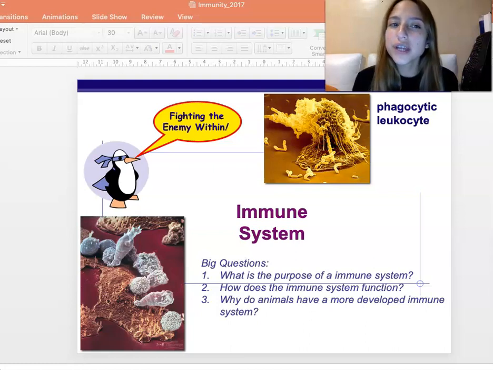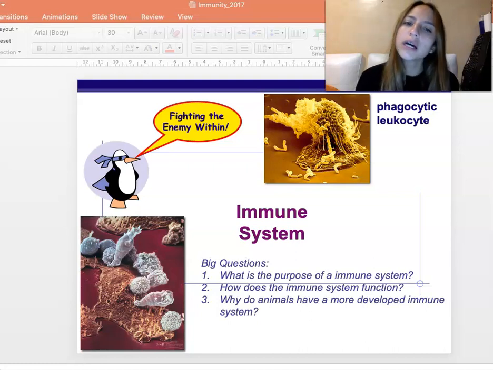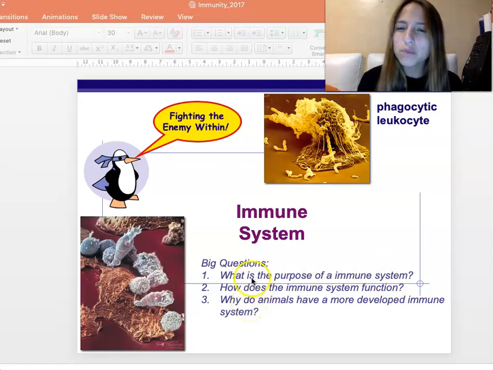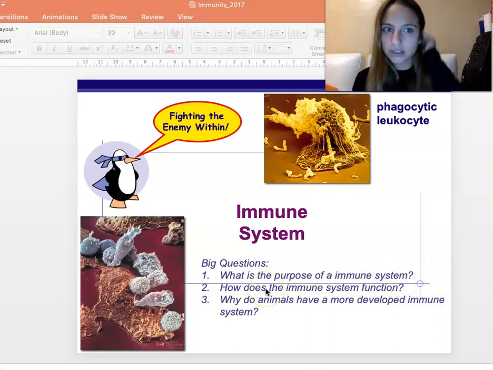Hi everyone, so today we will be talking about the immune system. I will be introducing the immune system to you. So we will be talking about some big questions like what is the purpose of the immune system? How does the immune system function? Why do animals have a more developed immune system? We'll probably get to the first question and a little bit of the second question in this video.